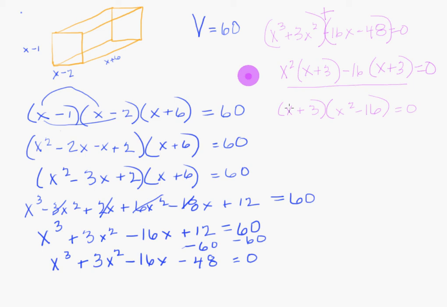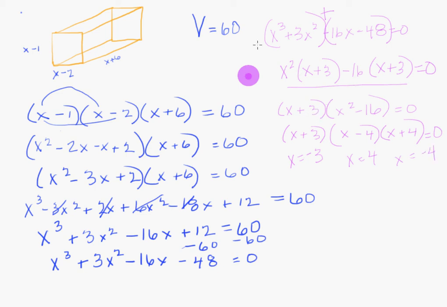X plus 3 cannot be factored, but x squared minus 16 is our difference of squares case: x minus 4, x plus 4. So finally, when we solve each piece of these and we set them equal to 0, we get x is negative 3, x is 4, or x is negative 4.